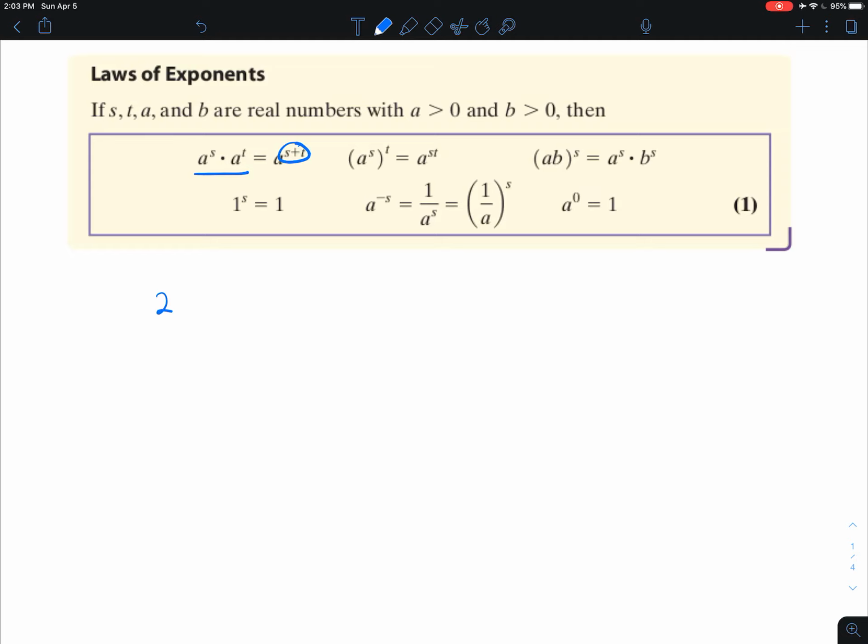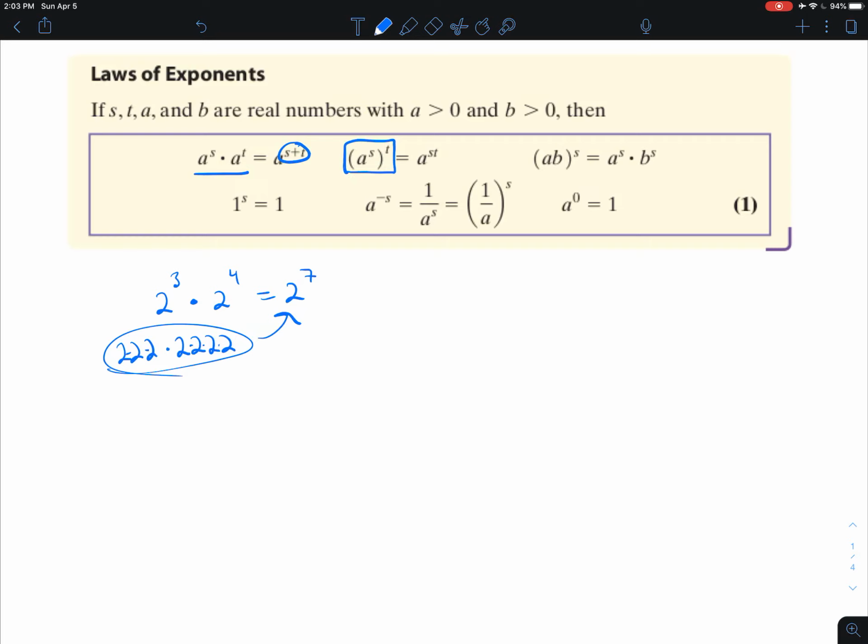For example, 2 cubed times 2 to the 4th is equal to 2 to the 7th. And the reason that works is 2 cubed is 2 times 2 times 2, and 2 to the 4th is 2 times 2 times 2 times 2. So all together we've got 2 to the 7th.